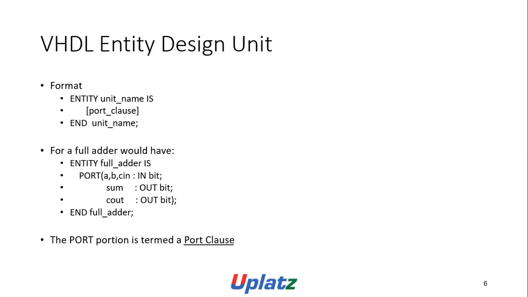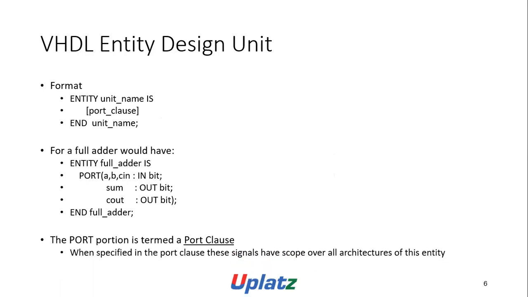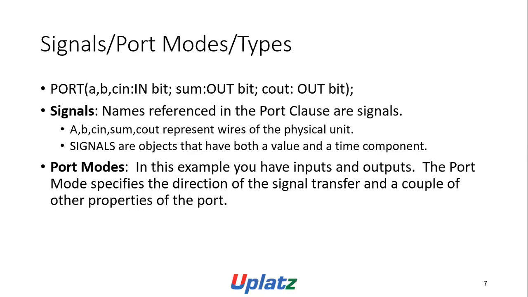Ports are specified in the port clause. When specified in the port clause, these signals have scope over all architectures of this entity. Signals, ports, and modes: port A, B, C_in in bit, sum out bit, C_out out bit. The names referenced in the port clause are signals. A, B, C_in, sum, and C_out represent wires of the physical unit.